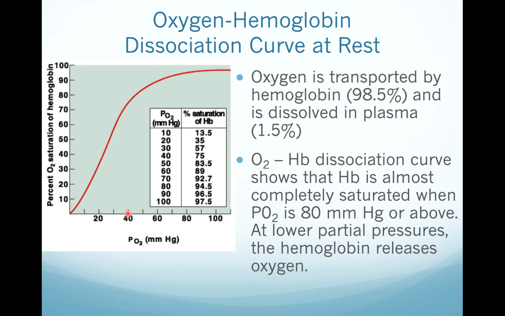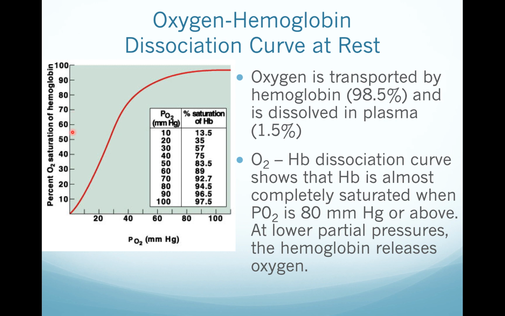So for example, at 40 mmHg of oxygen, we follow up, and it's 70% saturation. That means 70% of the oxygen that's in your blood is bound to hemoglobin. The other 30% might be dissolved in the plasma. It might be bound to the tissues.